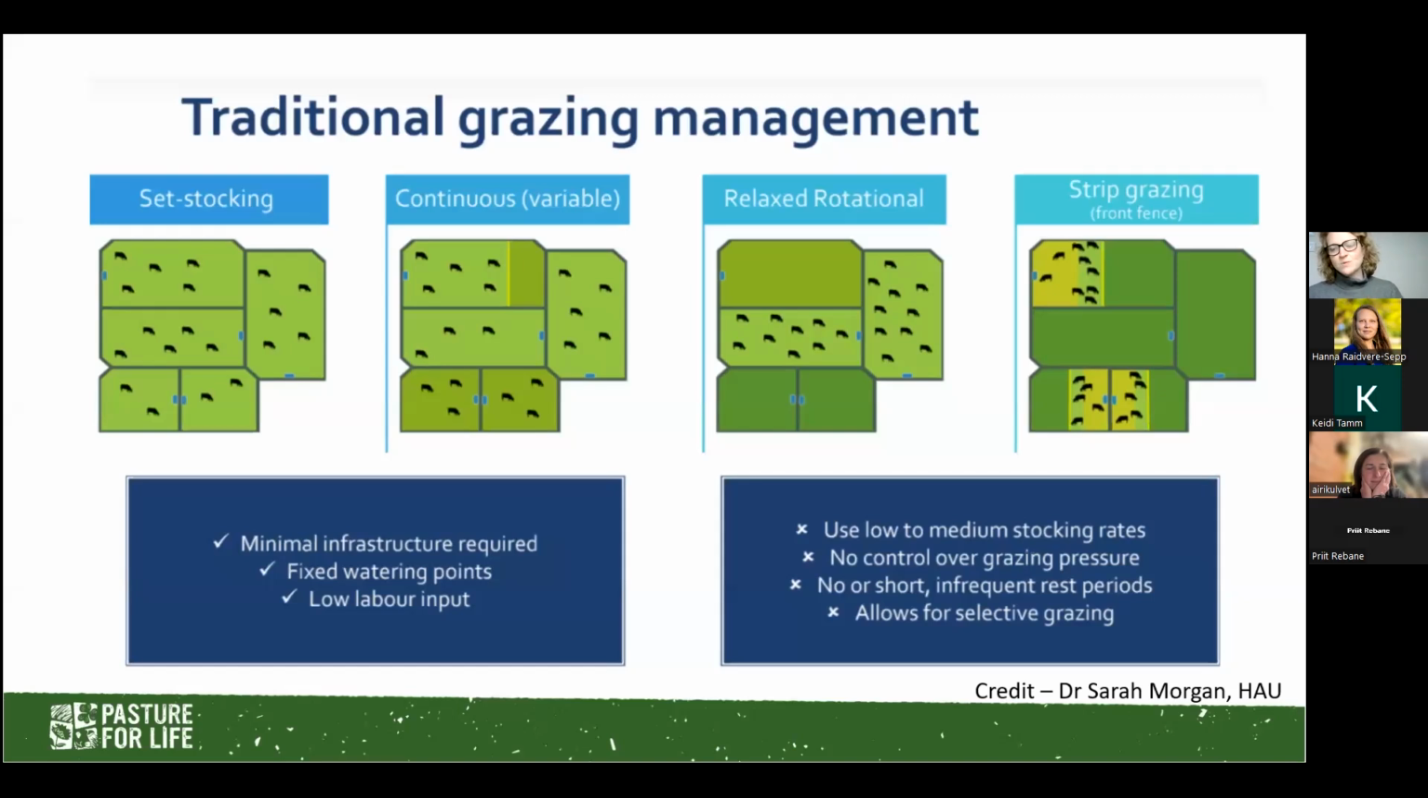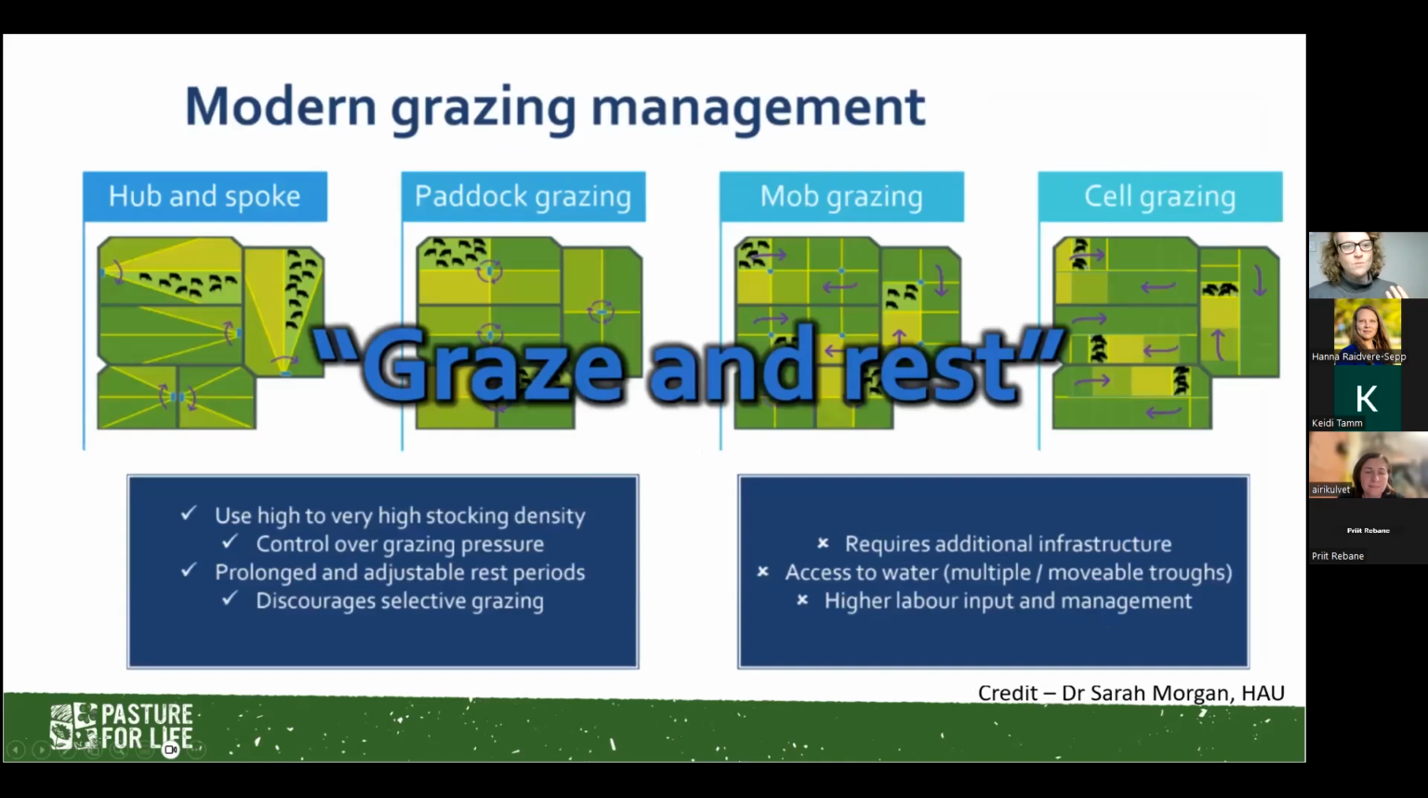And then something that we see a lot here, particularly in dairy herds, but also during winter time, would be strip grazing, where we move the front fence, but the animals can still go back to water. And that can be quite useful because it means that animals don't need water being moved with them. But if you're doing that in the growing season, there's a real risk of overgrazing and affecting the plants as they are recovering.